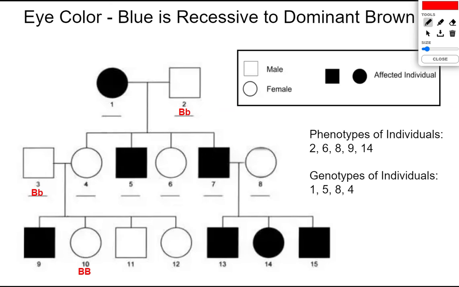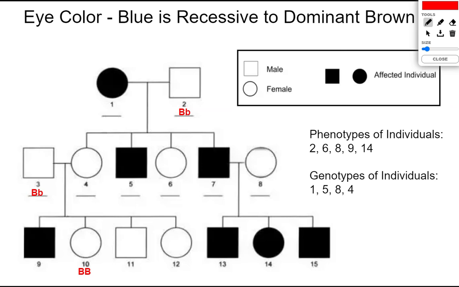Let's go to number 6. That's a female and they have brown eyes. Let's go to number 8. Number 8 is a female with brown eyes. Number 9 is a male with blue eyes because it's all the way colored in. And number 14 is a female with blue eyes because it's all the way colored in.